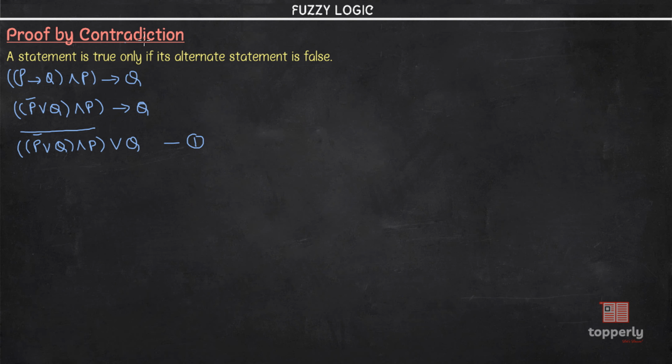Now, as per proof by contradiction, we have said that a statement is true only if its alternate statement is false. To find out the alternate statement, we have to take the negation of the actual statement. So, here we have to take the negation of expression 1. The negation of expression 1 is given as ((P bar disjunction Q) conjunction P), the whole bar, disjunction Q, and we have to take the whole bar because we are taking the negation.